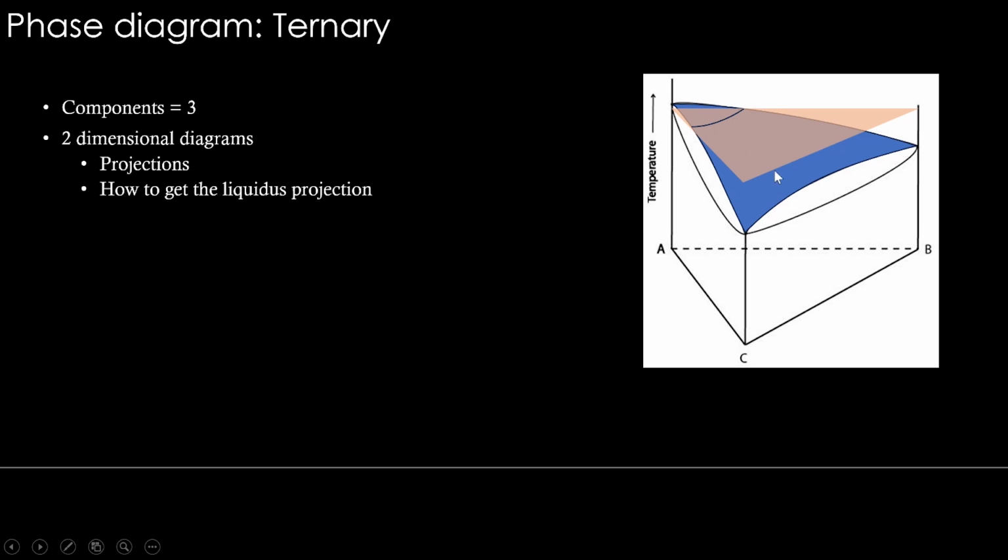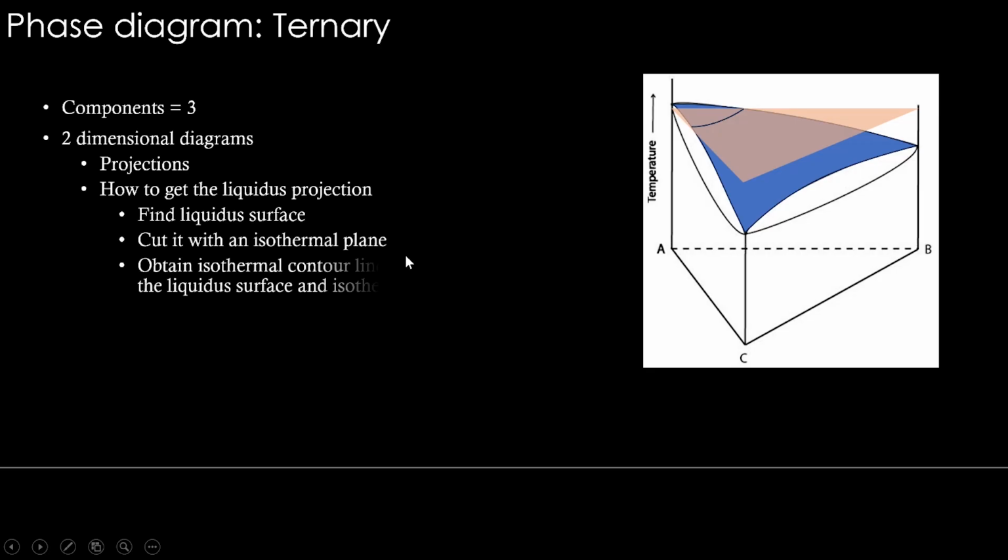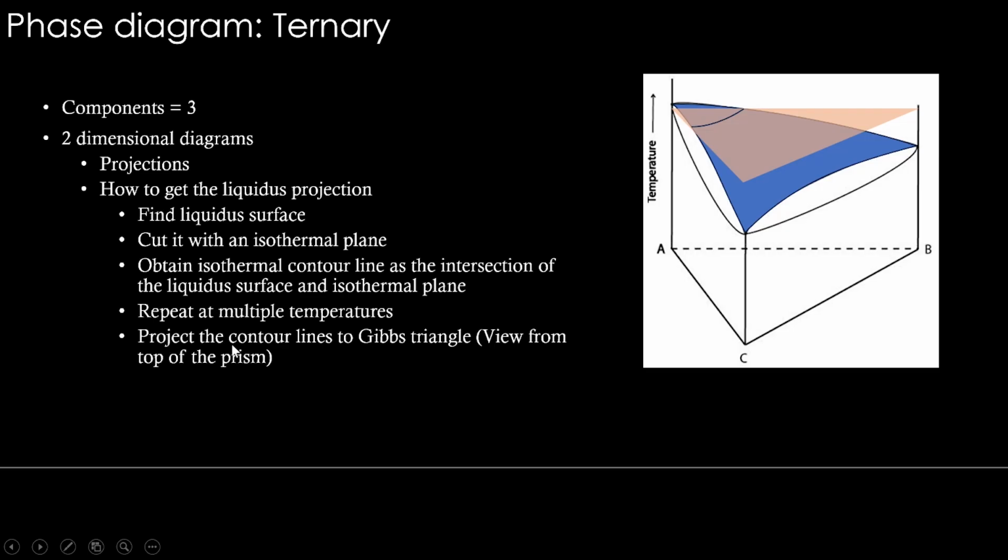And if we do this at multiple temperatures and get these contour lines and project them into 2 dimensions, that's what a liquidus projection is. So to summarize what we have done, find the liquidus surface, cut it with an isothermal plane, obtain the isothermal contour line as the intersection of the liquidus surface and the isothermal plane, then repeat at multiple temperatures. Let's say all those temperatures are very close by, covering this entire liquid to solid region. Then project the contour lines to a Gibbs triangle.